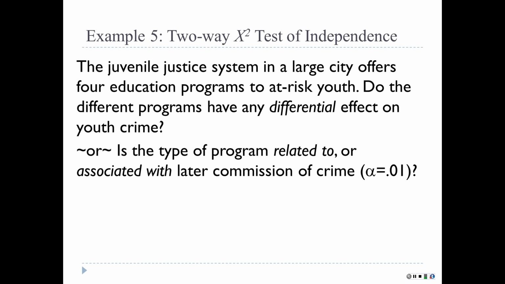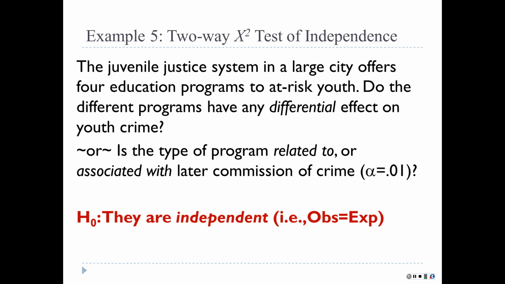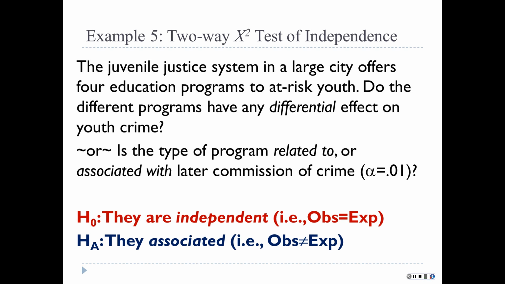So another way to say this is, is the type of program related to or associated with later commission of crime by the students? And let's say alpha is 0.01. So let's assume, and you'll see in the next slide this is true, that both variables involved here, commission of crimes later and the particular program you're in, are both categorical variables. So then the null hypothesis becomes the two variables are independent of each other. So your probability of committing a certain crime, or your level of committing crime, is independent of which program you went to. The alternative hypothesis is that they are actually associated with each other.